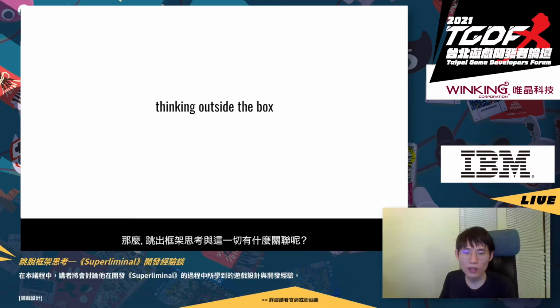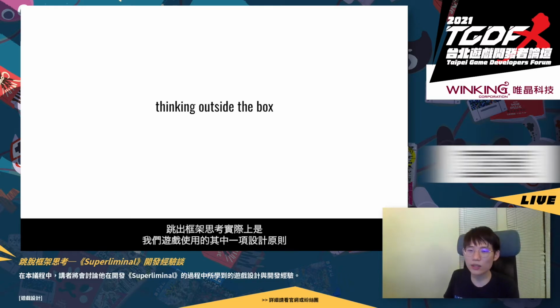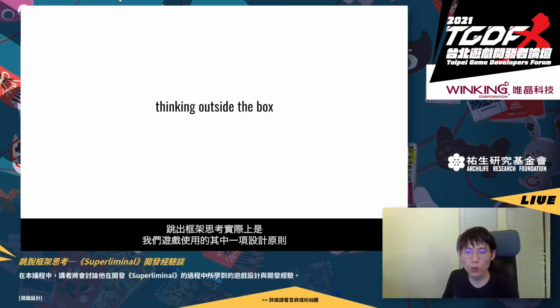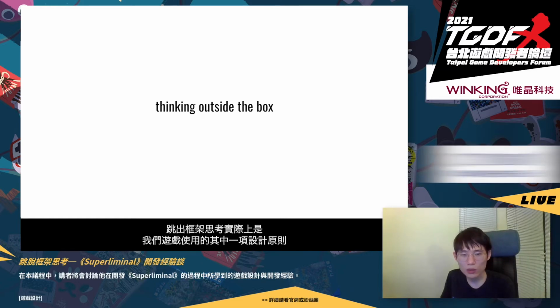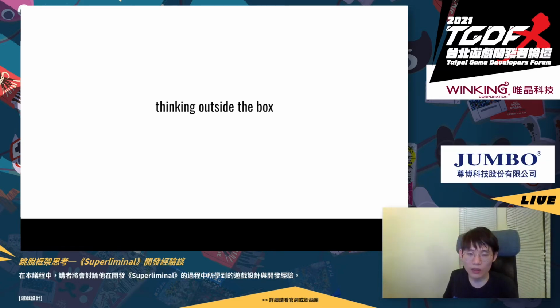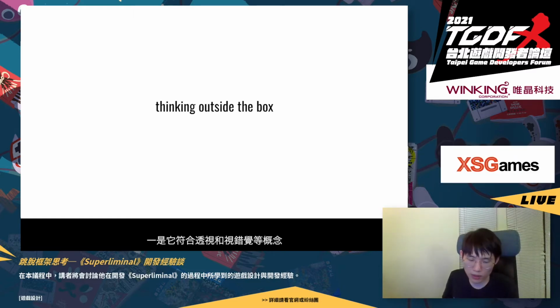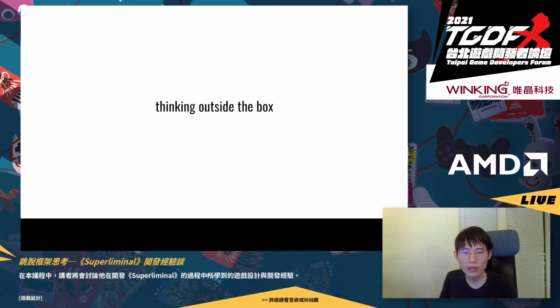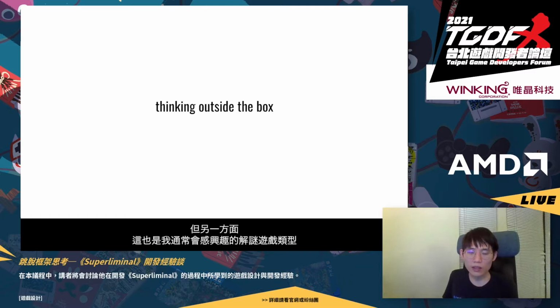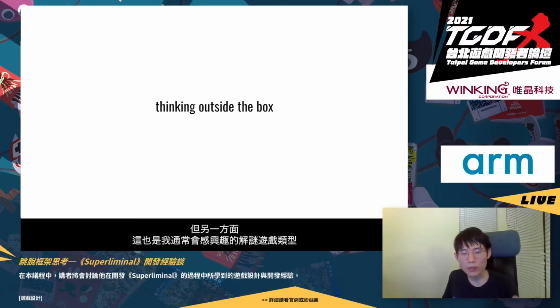So how does thinking outside the box tie into all of this? Thinking outside the box is actually one of the design principles that we used in the game. And there are a couple of reasons. One is that it kind of ties into the idea of perspective and optical illusions and all that. But on the other hand, it's also the type of puzzle game that generally I'm interested in.